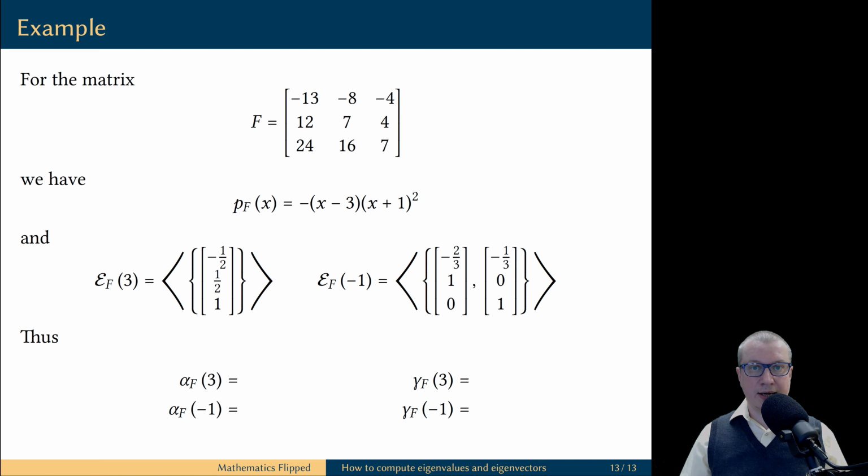Going back to our example, let's compute the algebraic and geometric multiplicities of each eigenvalue. For the algebraic multiplicities, we look at the characteristic polynomial. The algebraic multiplicity of the eigenvalue 3 is equal to 1. This is because the factor x minus 3 appears with power 1 in the characteristic polynomial. And the geometric multiplicity of this eigenvalue is also 1, because the dimension of the eigenspace corresponding to this eigenvalue is equal to 1.